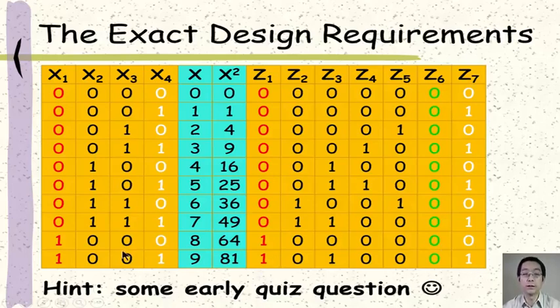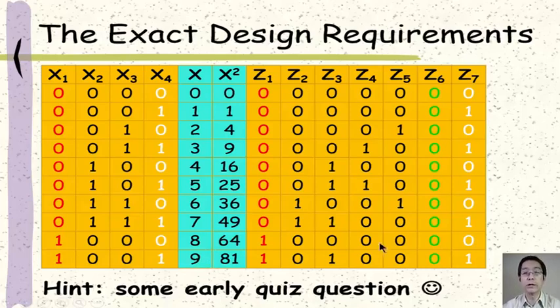And finally, since we have 4 bits as input, we know that we have a total of 16, which is 2 to the power 4, different input combinations. And in this case, we only care about the first 10 of them. So the other 6, from 10 to 15, will be the don't care conditions, which means we have 6 don't care conditions.